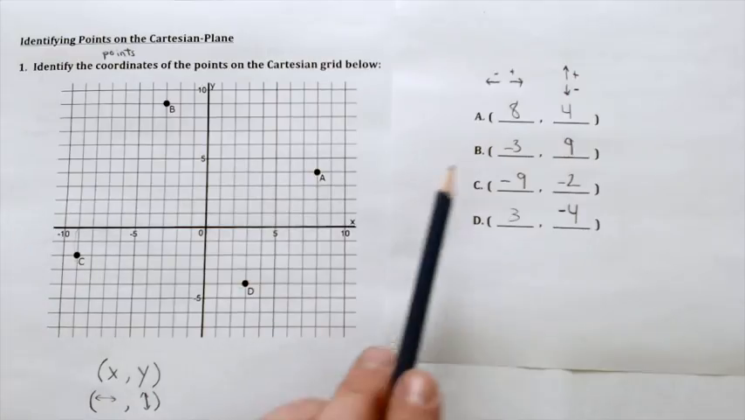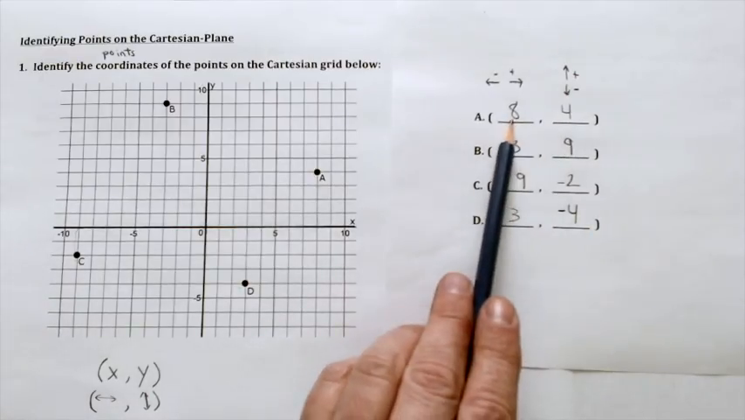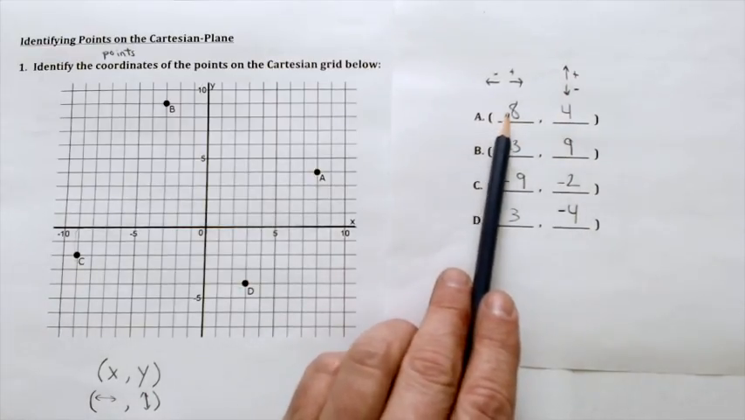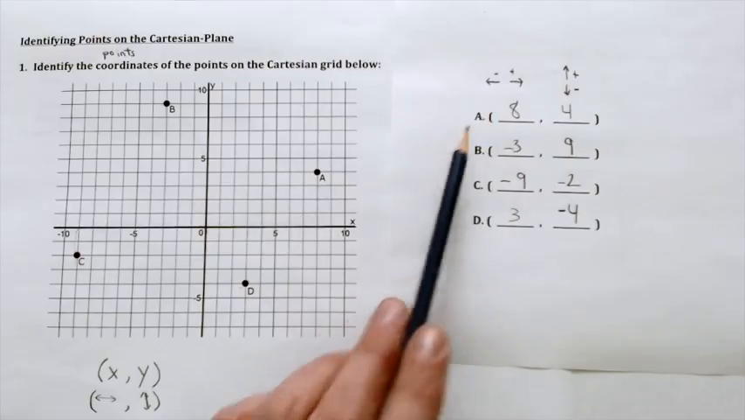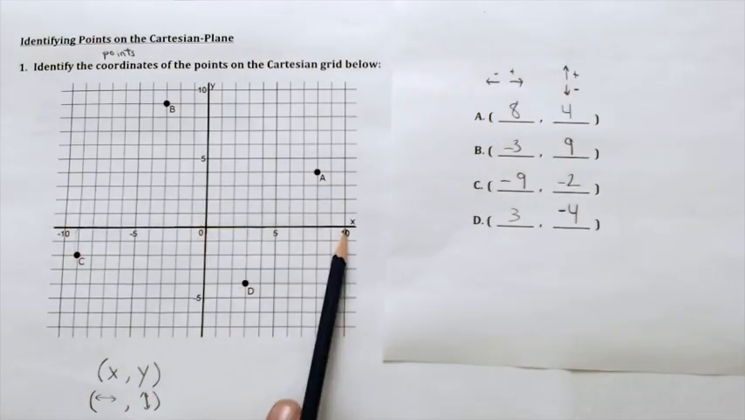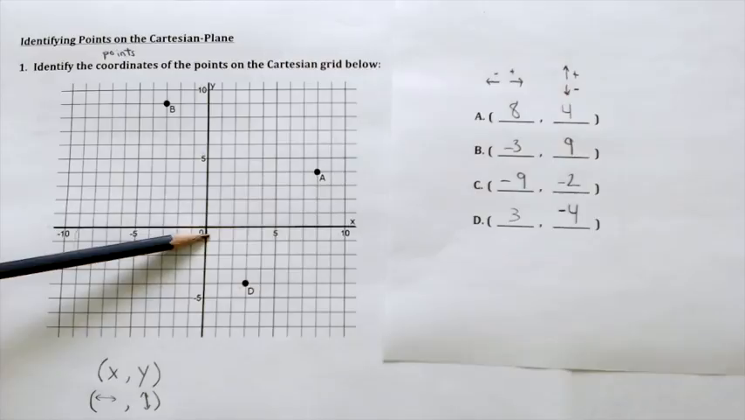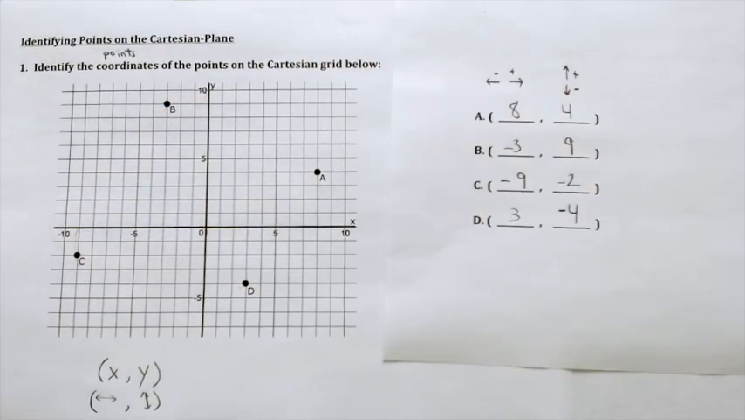That's how you name coordinates, making sure x's are first, y's are second, and x's are negative if they go left, positive if they go right, and for the y's, negative if they go down, positive if they go up.